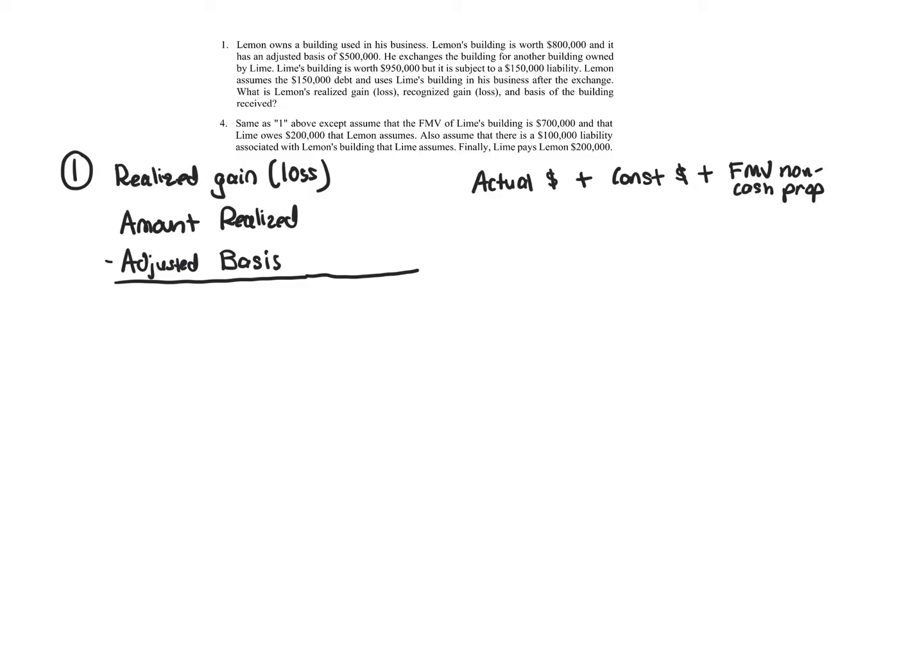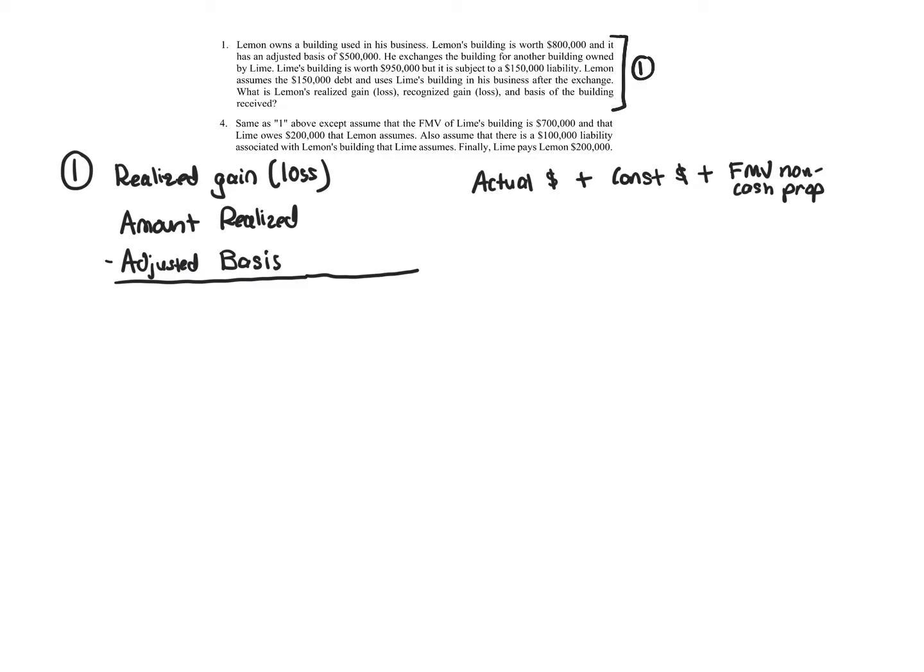Okay, so number 4, it's the same as 1. Again, I give you 1 because everything comes from the baseline problem of 1. Except assume the fair market value of Lime's building is $700,000 and that Lime owes $200,000 that Lemon assumes. So in problem 1, it was $150,000. Now it's $200,000.